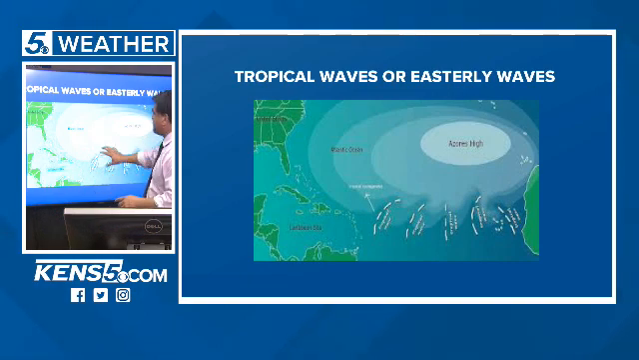Here's another way to look at it. Here's the Atlantic Ocean. Here's our ridge of high pressure. A lot of times you get the Bermuda high. And then like spokes on a wheel, there'll be weaknesses in that high, and those are the areas that you'll have showers and thunderstorms that will develop.